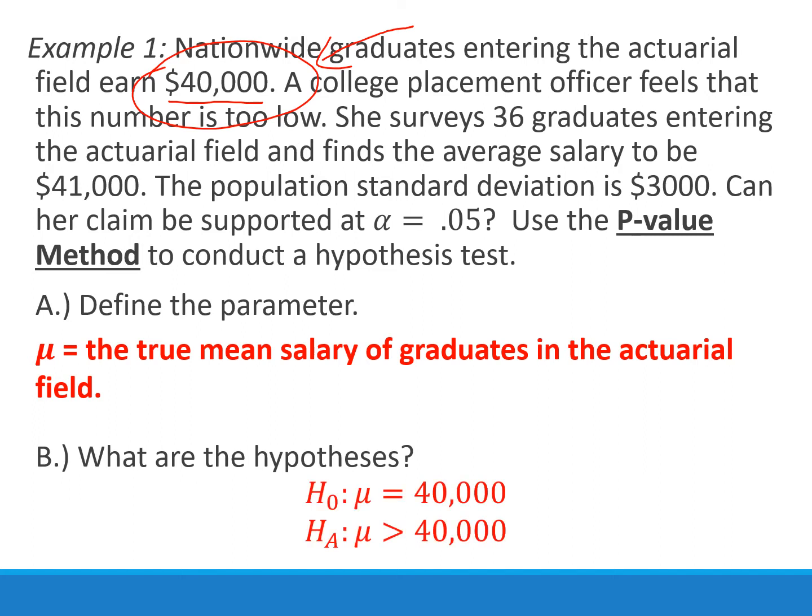Same thing with the hypotheses. It's not P equals some percentage, it's mu equals some mean. So we're hypothesizing that this mean is $40,000, and the alternative hypothesis is what this college placement officer feels, which is that it's too low. In other words, it's above $40,000.